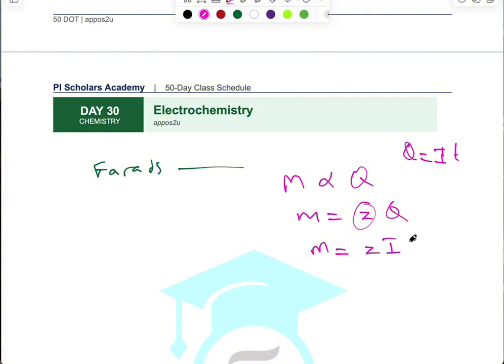So you have M equals ZIT. So this is what the first Faraday's law of electrolysis is talking about. And for the second law, it is basically talking about the fact that the number of moles is inversely proportional to the charge. So when you have two electrolytes connected in series, and a certain amount of electricity passing through them, the number of moles is inversely proportional to the charges.